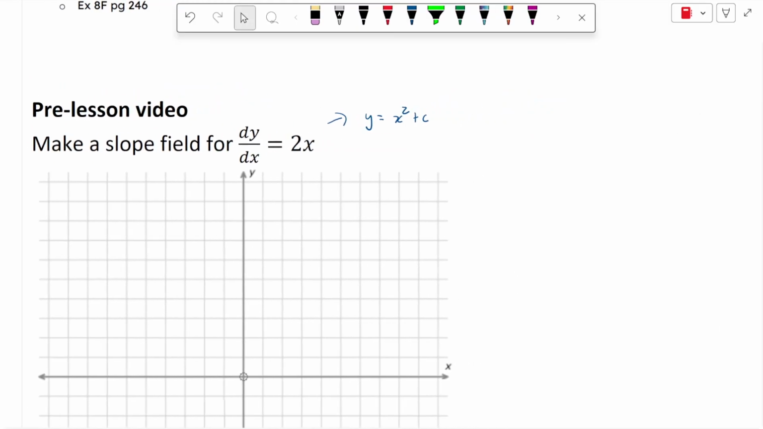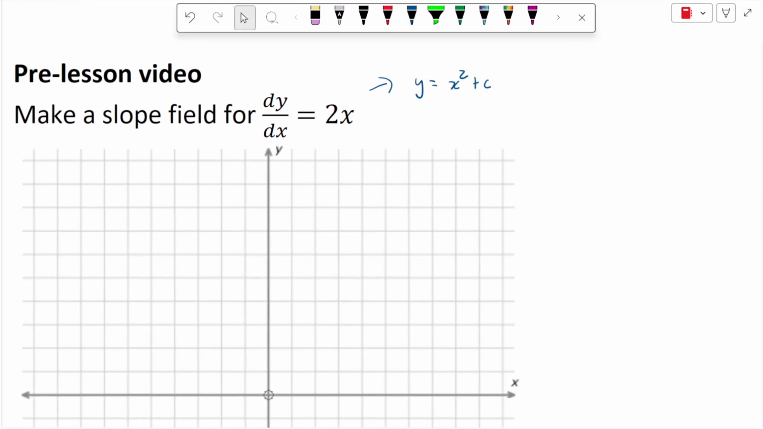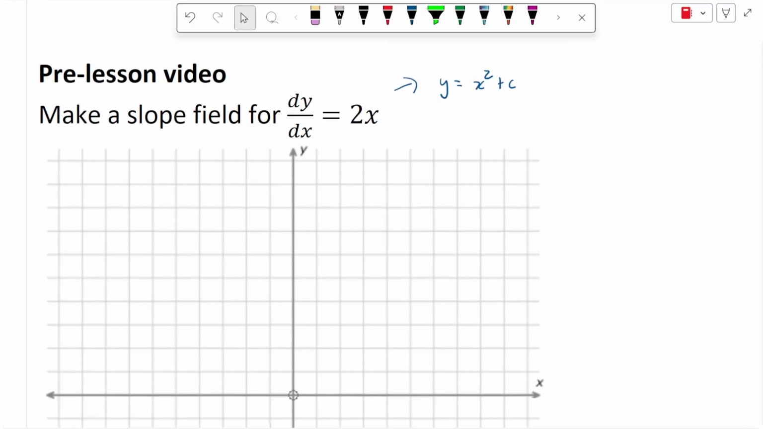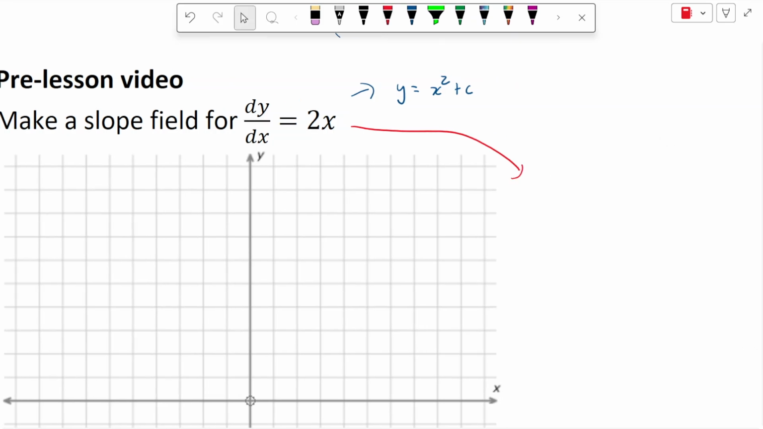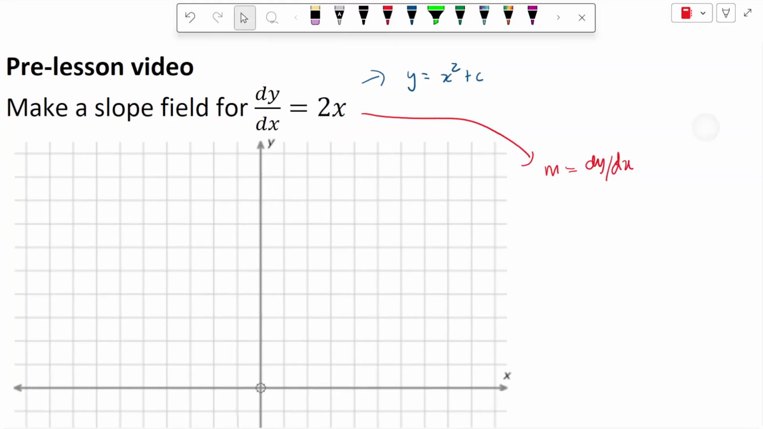Sometimes it's a bit harder to solve differential equations, though, and that's why we can use slope fields to have a guess at what the solutions might look like. So to make a slope field, first of all, you're pretty much never going to be asked to make one, but this is how you would do it, just in case it shows up. You never know. m is dy dx, so the slope is the derivative, and so dy dx is 2x in this case.